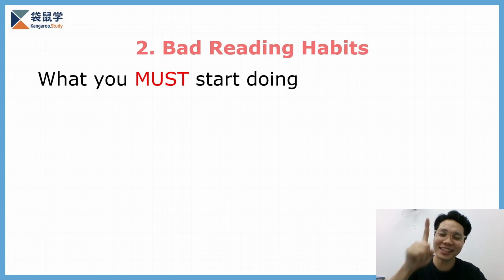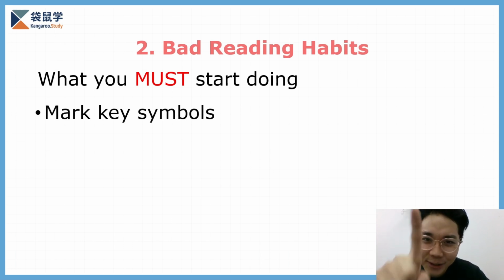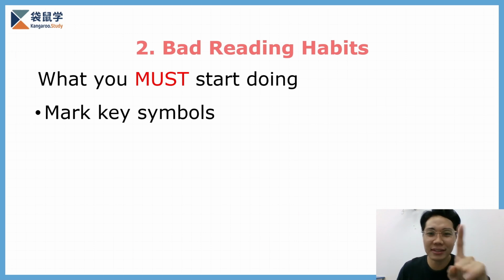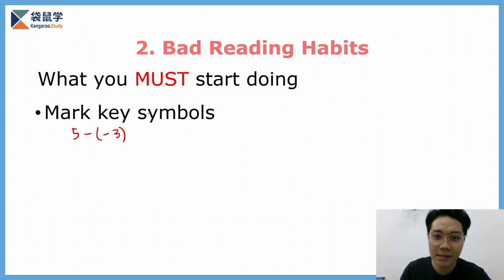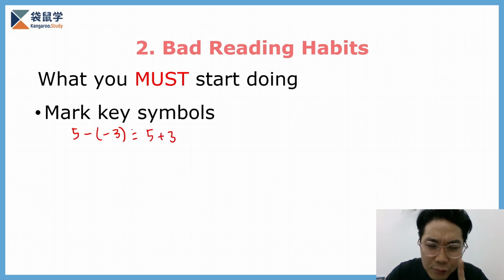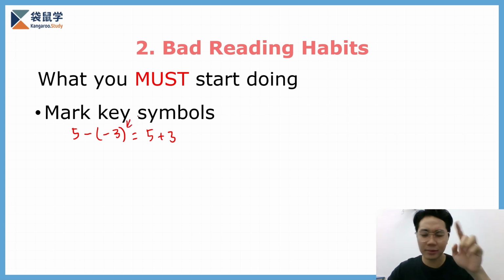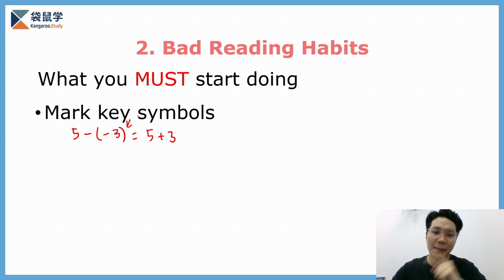So how do you prevent it? What must you start doing? First, you can mark key symbols. I mentioned the negative signs, a lot of you get wrong. Something that a lot of students get wrong is what happens when I have a 5 minus a negative 3. You will learn that when I minus a negative 3, it is the same as I add a 3. So over here, if you can make these mistakes, make sure you mark it very clearly. Oh, this one, I need to take note. I don't make this mistake. Mark a symbol so that you don't make it and you make sure you check.